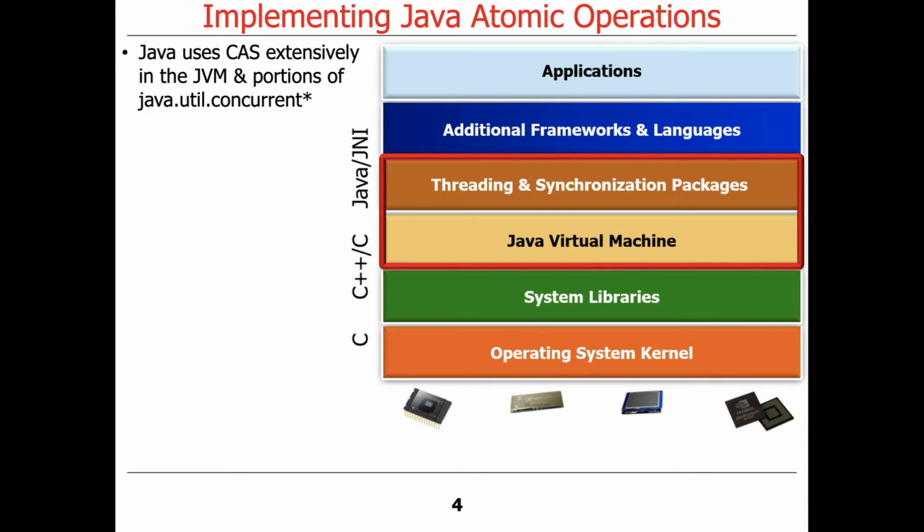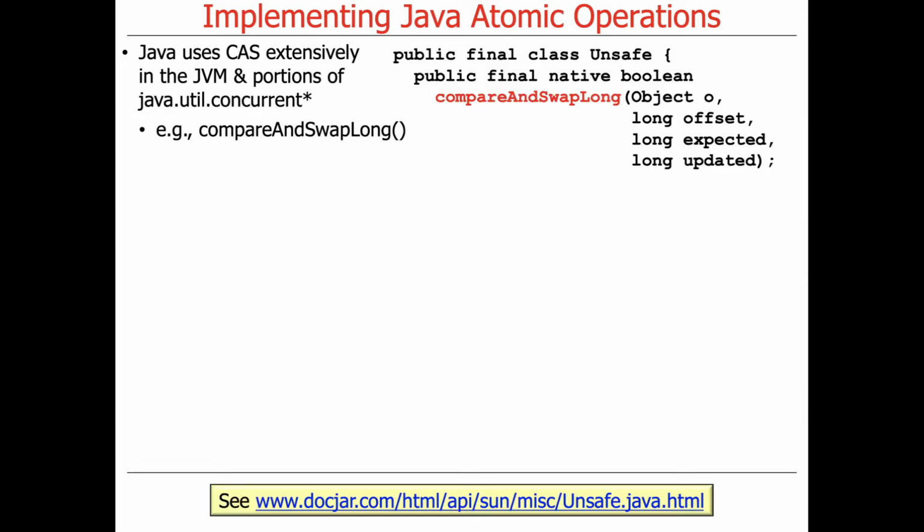We'll take a look at some of that code later when we look at the various synchronizers like ReentrantLock and Semaphore and so on. Here's an example of one method that's provided to do these kinds of things, especially in historical Java, I think maybe prior to Java 9. The particular method we're going to look at is called compareAndSwapLong.